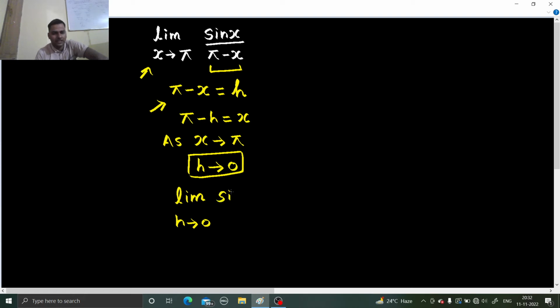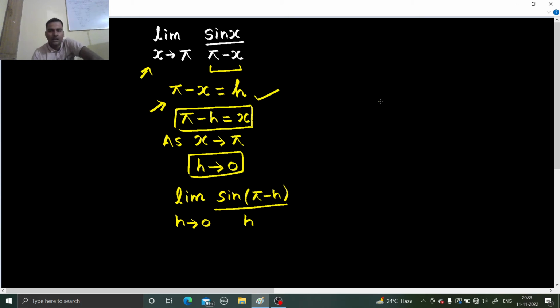So sine, what is your x? Your x can be found from here, pi minus h, divided by, in the denominator we have pi minus x, which we have taken to be equal to h. Now we know sine of pi minus h will be in the second quadrant. Here sin x and cosec x are positive. So pi minus h will lie in the second quadrant where sin is positive.